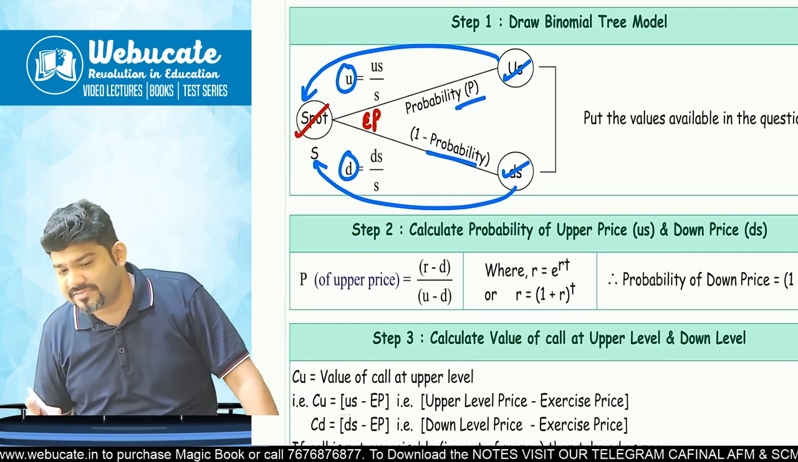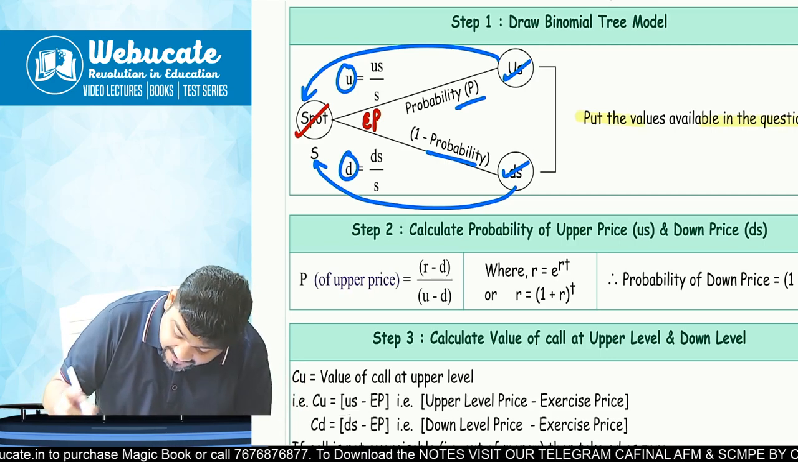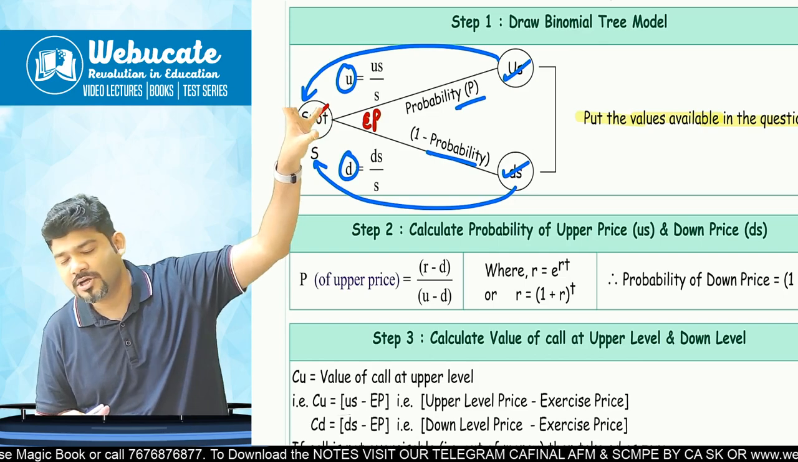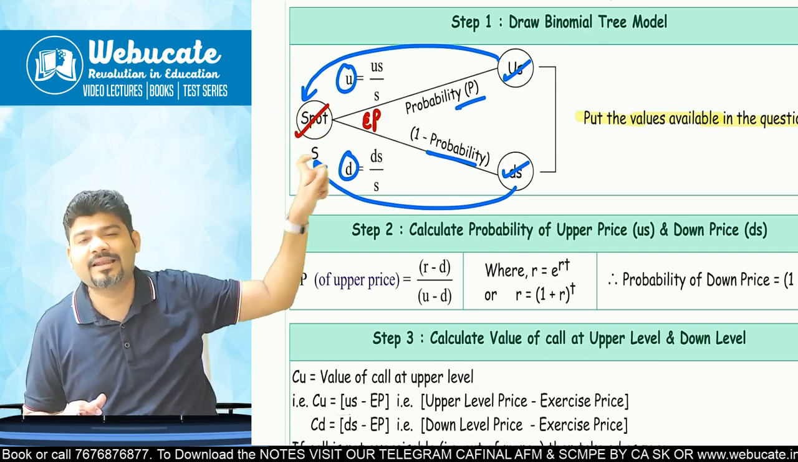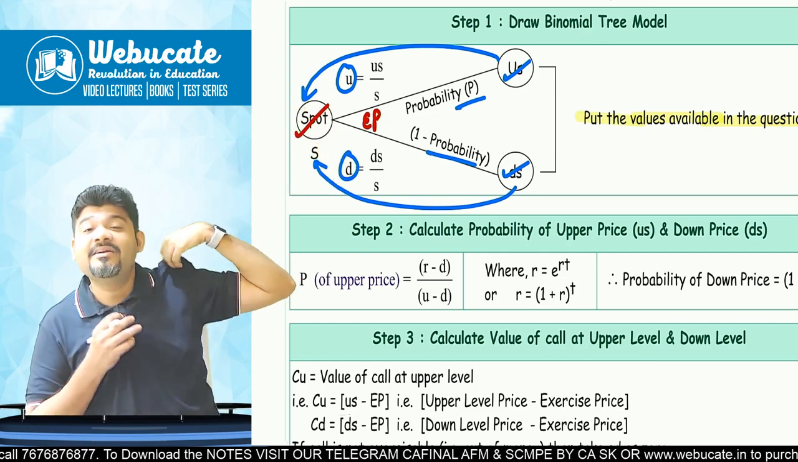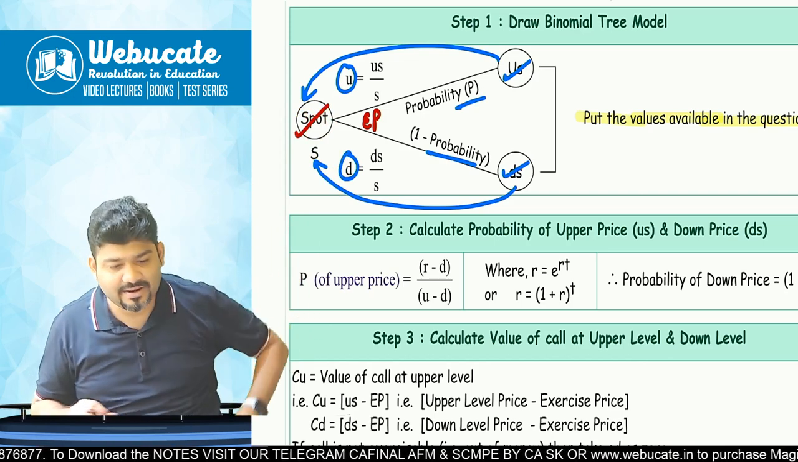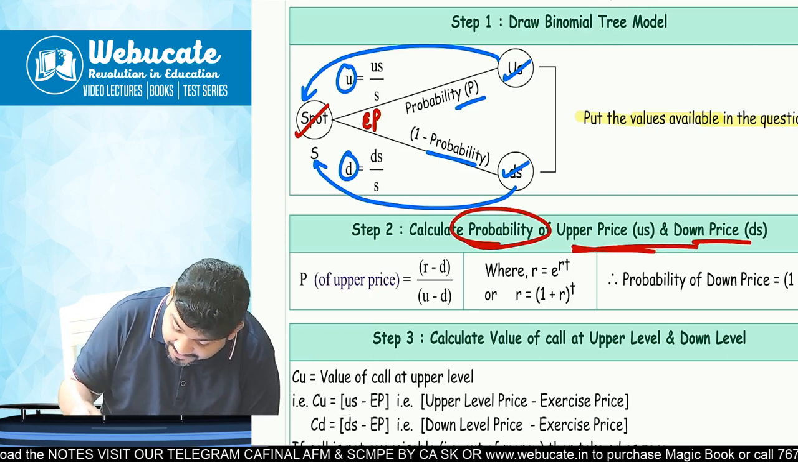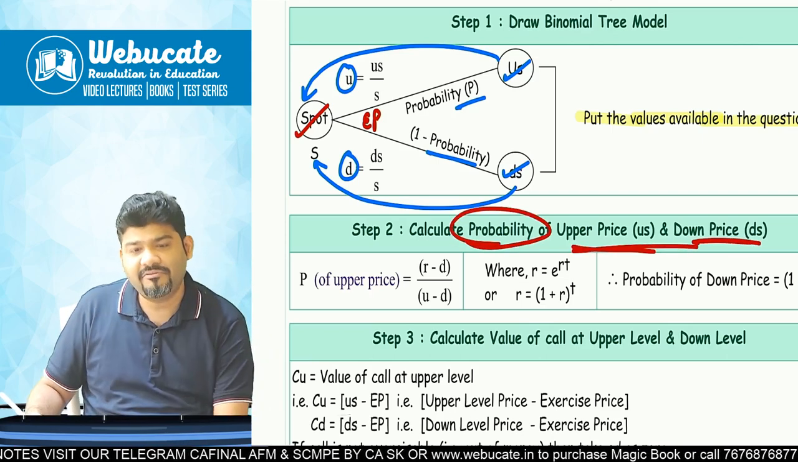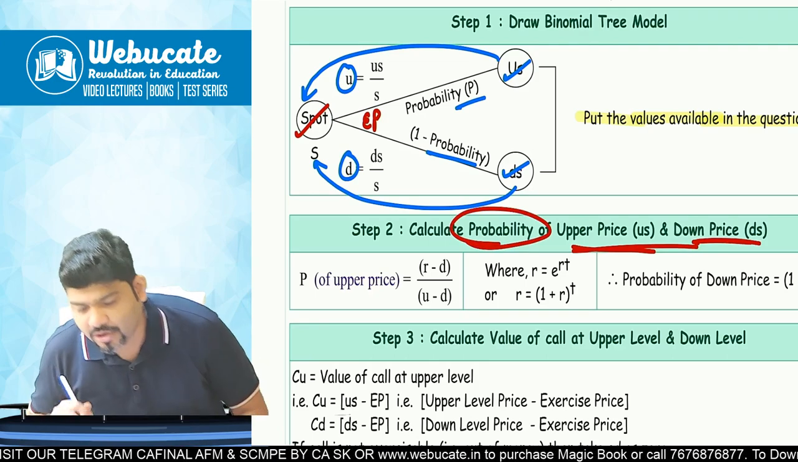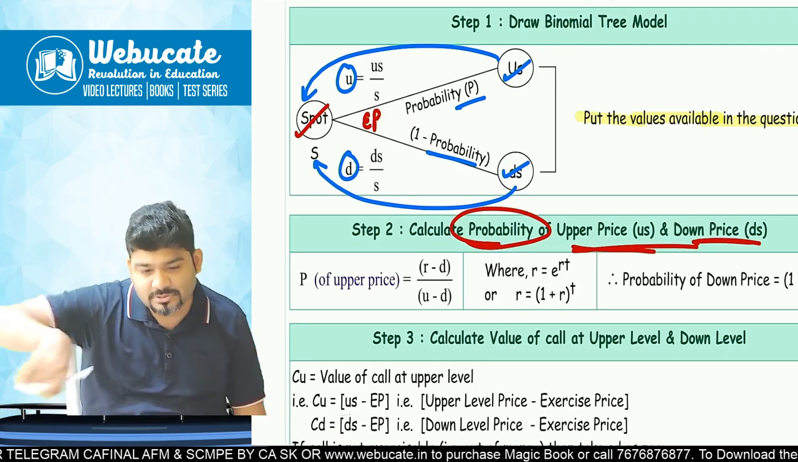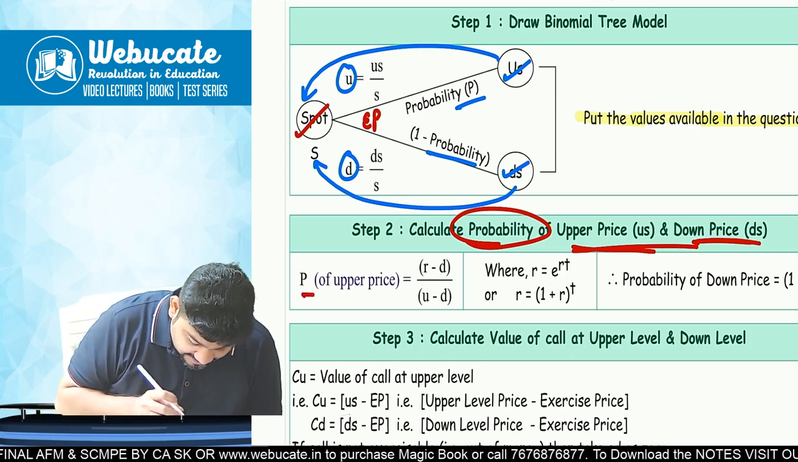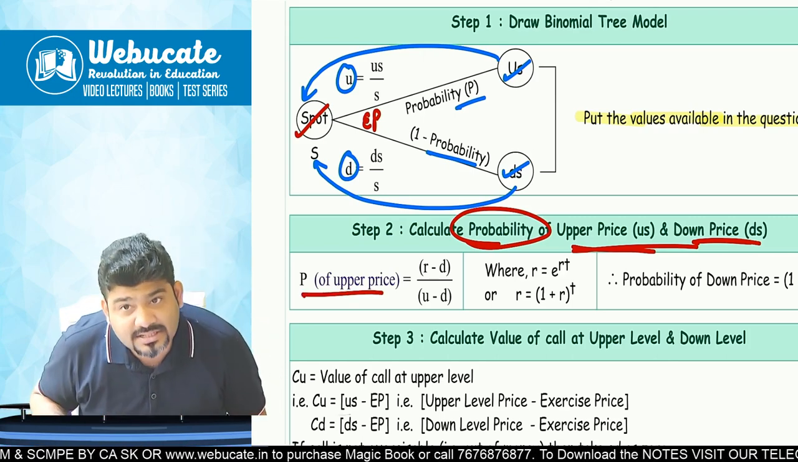All of this information, we have to put the values available in the question. Overall, we need all of these four values. Whatever is given in the question, pick it up from there and put it here. Whatever is not available, I will teach you with the formula, which is the next step. The second step is calculation of the probability of upper price and the probability of down price. For that, we have a formula. Obviously, we don't have time to get into the derivation. In a regular batch, I probably would also get into the derivation, but now we will directly use the formula, which is R minus D upon U minus D.